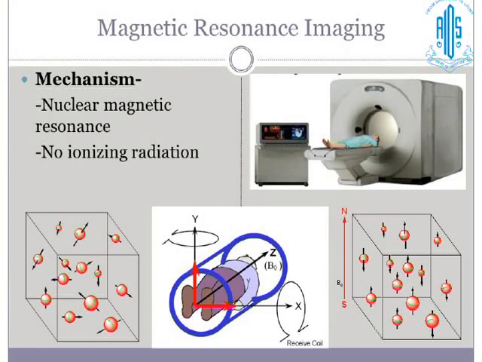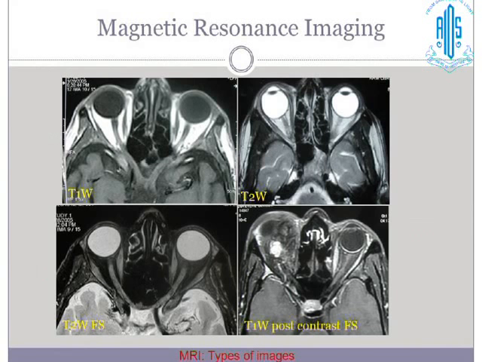MR is a non-ionizing radiation-based modality in which the image is formed as a result of the signal produced by the interaction of the biological tissues with the magnetic field. I'll not go into the details. And what we produce is a set of images. To keep it simple, they are T1 and T2 weighted images.